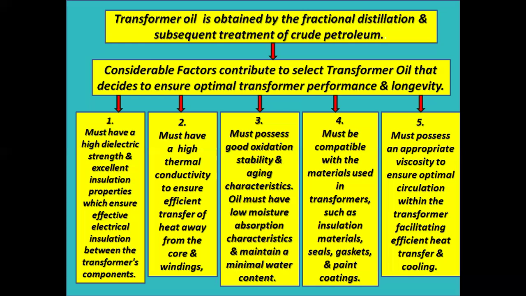Number four, must be compatible with the materials used in transformers, such as insulation materials, steels, gaskets, and paint coatings. Number five, must possess an appropriate viscosity to ensure optimal circulation within the transformer, facilitating efficient heat transfer and cooling.